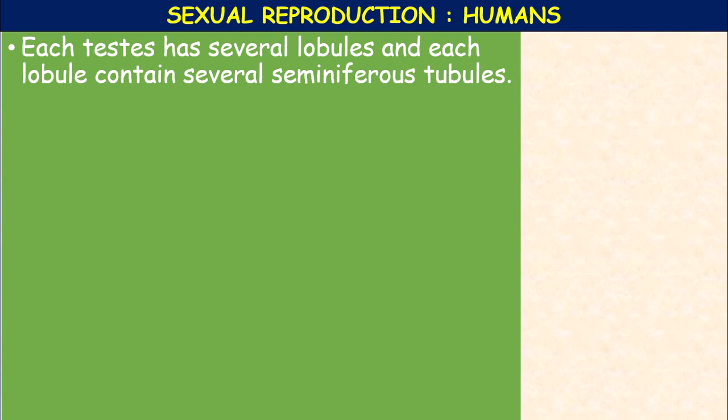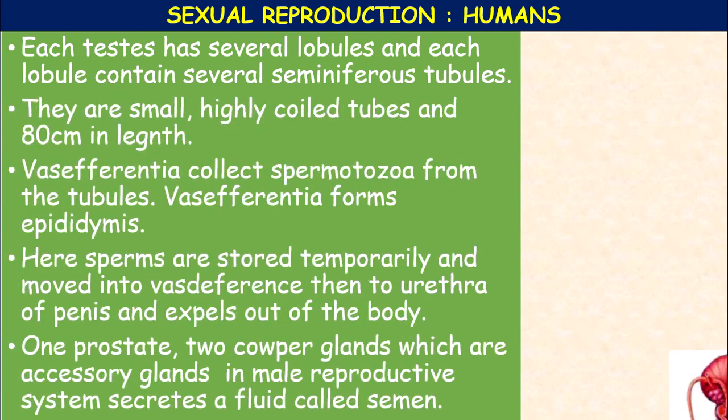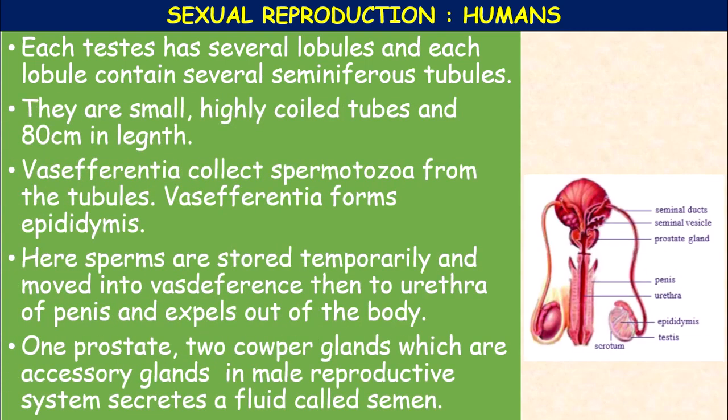Next, lobules of testis. Each testis has several lobules, and each lobule consists of tubules called seminiferous tubules. Okay. And the length is 80 centimeters. Next, ducts, vas efferentia. Okay, they collect the spermatozoa from the tubules, and the vas efferentia form the epididymis.